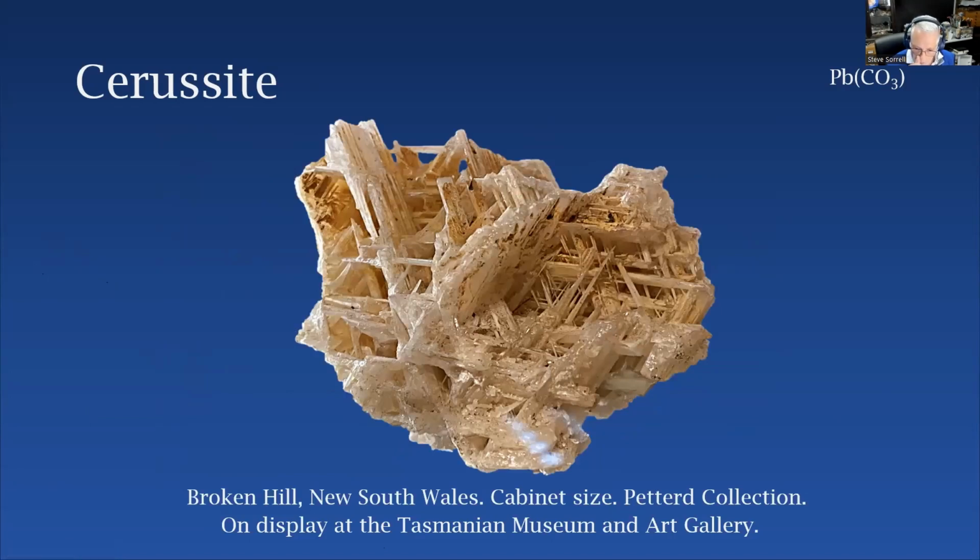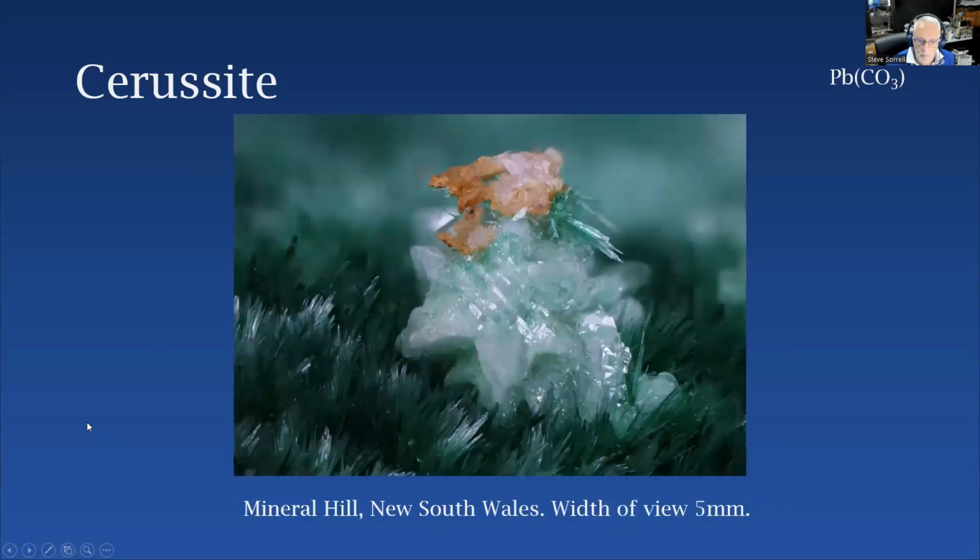Not quite so big. This one's probably about 15 centimeters across, in the Petterd collection in the Tasmanian Museum and Art Gallery in Hobart. We've got a small one here from Mineral Hill, which is best known for its azurite and malachite. And this is a very small reticulated one.